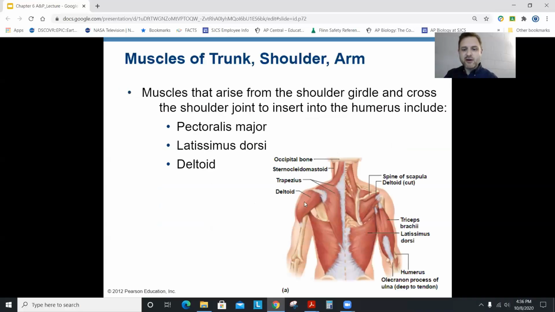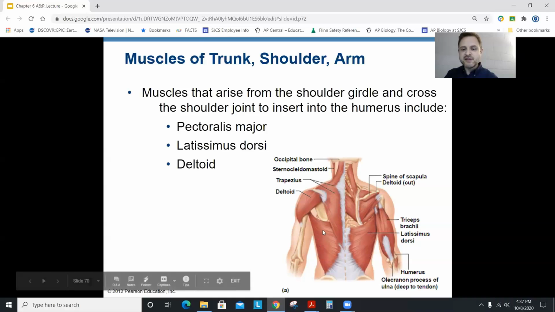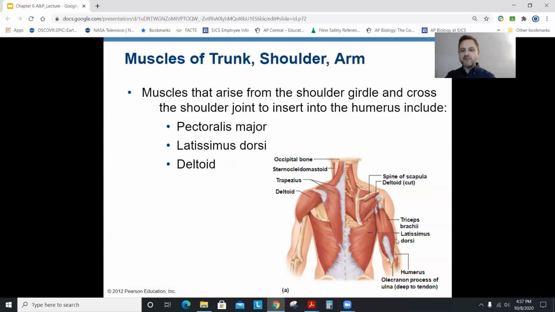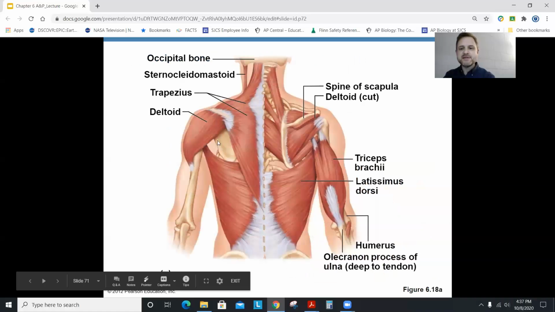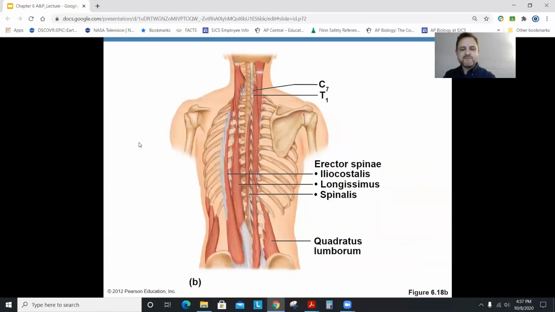So looking at a diagram, here's your deltoid, right? Here's your trapezius, and here's your lats, the latissimus dorsi. And again, this one shows the triceps too, which extends your elbow. Okay, same picture, just bigger. Here you can see the erector spinae. These are the ones that cause your back to extend. They're very long, thin muscles.